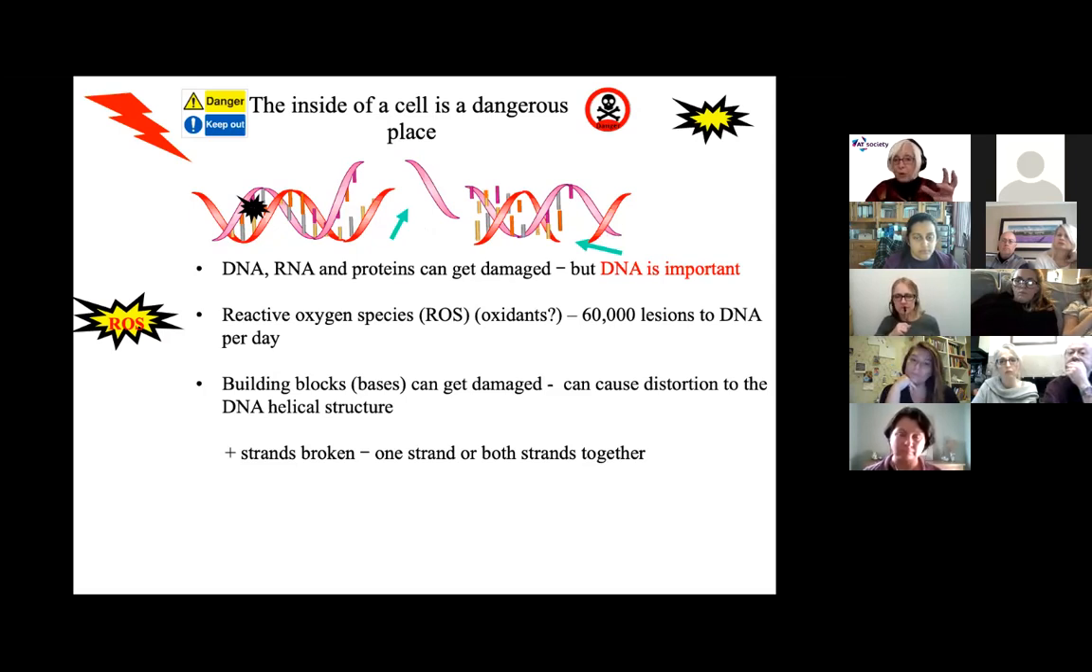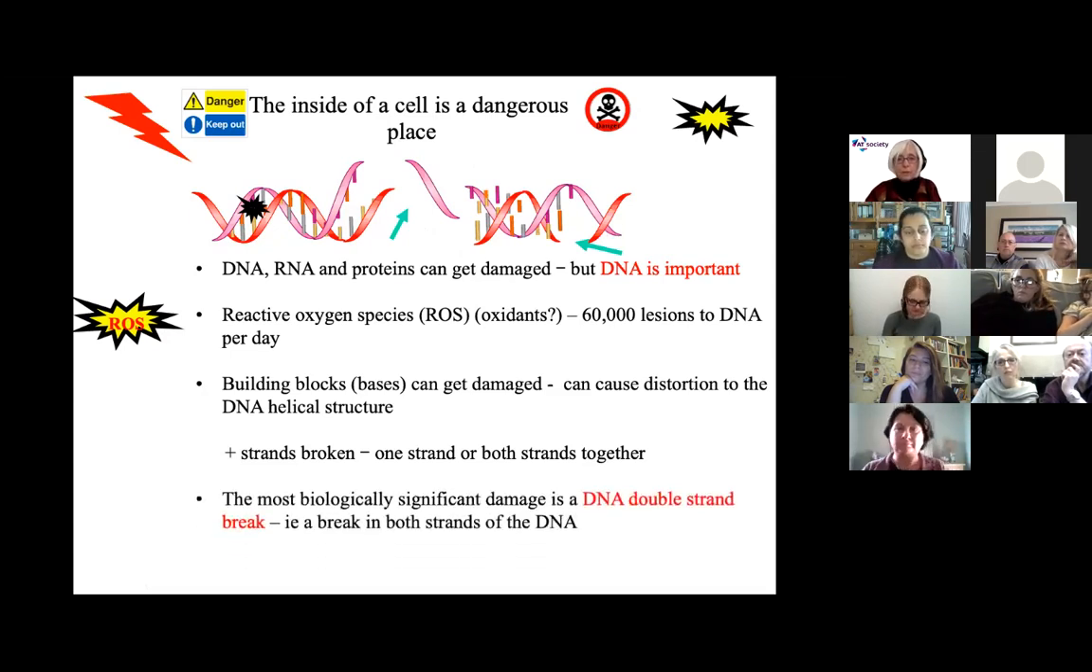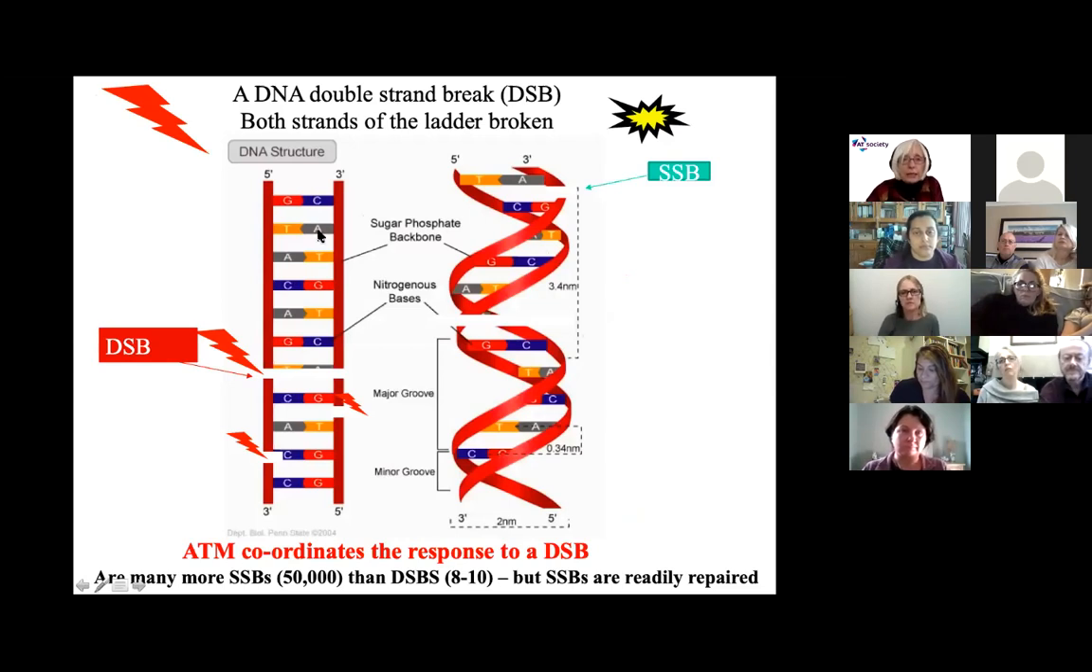And that's clearly a problem, because that's what I told you and meant to repeat but didn't: it's that sequence of those building blocks in the DNA that is essential for effectively who we are, and we all have a different sequence of our building blocks. And the most biologically significant lesion is a DNA double-strand break, and that's the lesion that ATM is triggered by. And I just wanted to reiterate that.